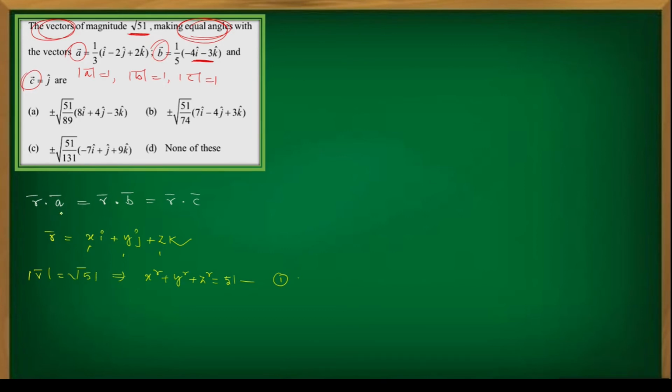Now what is R bar dot A? Let's see. It is x minus 2y plus 2z by 3. This is R bar dot A, which should be equal to R bar dot B. What is that? Minus 4i means minus 4x minus 3z. I hope you can understand these dot products, I'm not explaining them. Which is equal to R bar dot C bar, which is only y.